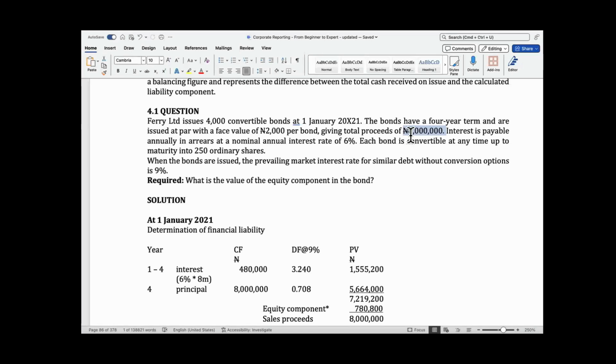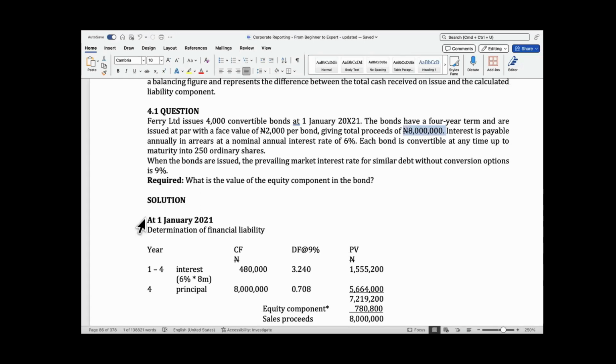And the way it's done is something I've taught you before. The first thing you're going to do is get the value of the debt. And why are you getting the value of the debt first? It's because equity is a residual interest. It's usually considered last in all ramifications, equity. So meaning that by the time you get the value of the debt, or the value of the financial liability, whatever is remaining, that's the equity.